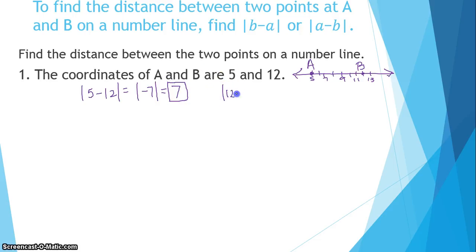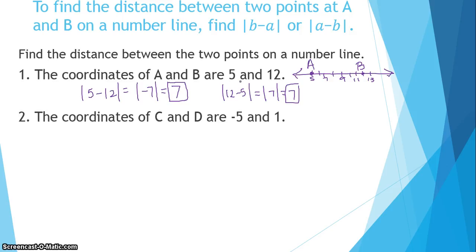Again, you could have done B minus A. Absolute value of 12 minus 5 becomes the absolute value of 7, which is 7. It does not matter which one you do. You do not have to do both, but one of them will give you the correct distance. Make sure you do absolute value, though. Let me try one more with you. So absolute value of negative 5 minus 1 would be the absolute value of negative 6, which is 6.